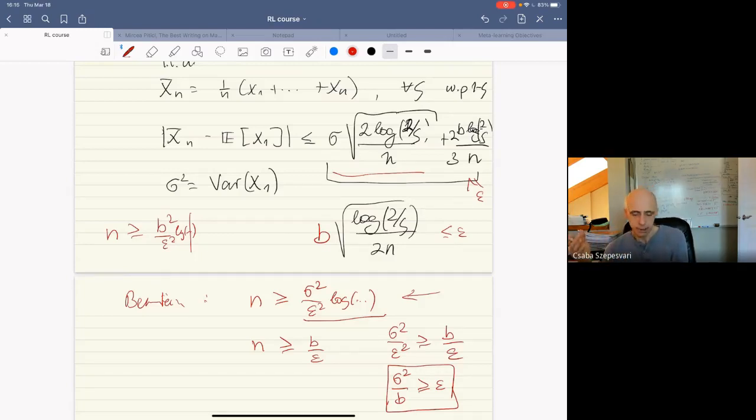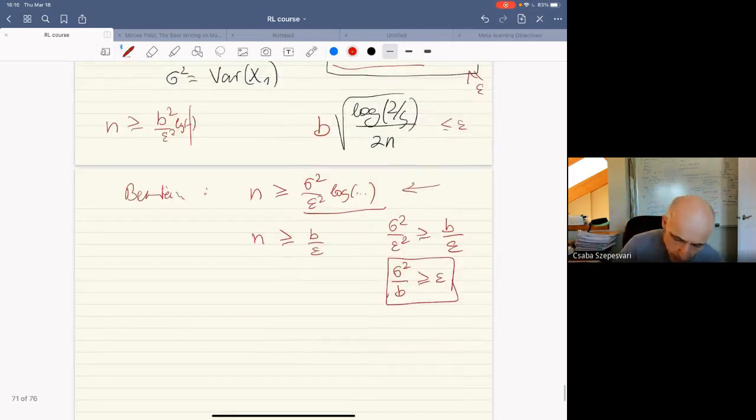It doesn't matter what sigma squared was. Sigma squared is at most b squared, right? So this is never much worse than b. I mean, okay, so that's silly. Scratch that.